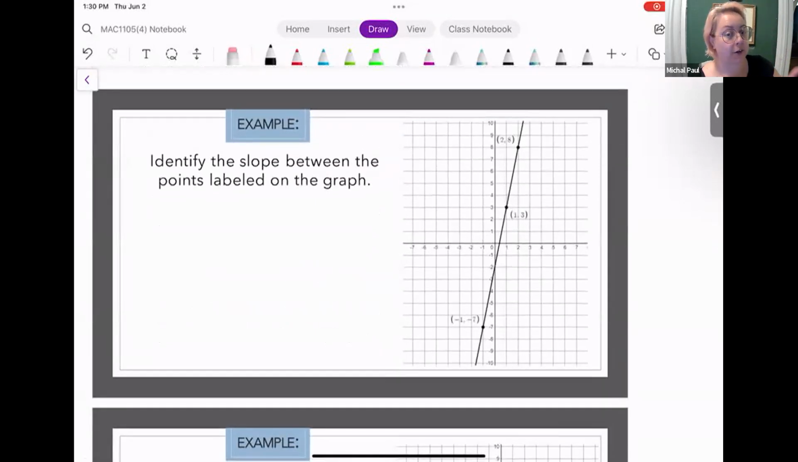If instead of starting with points in a problem, you're starting with a graph, I think that drawing a triangle between points is actually the easiest. Remember that all lines have equal slope between their points.